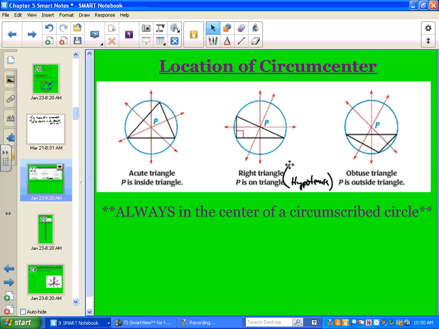In an obtuse triangle, the circumcenter is located outside of the triangle. Now, I want to go back to that right triangle, and I want to get more specific than just the hypotenuse. Where is it located on the hypotenuse? On the midpoint. Why is it on the midpoint? How do we know that it's on the midpoint?